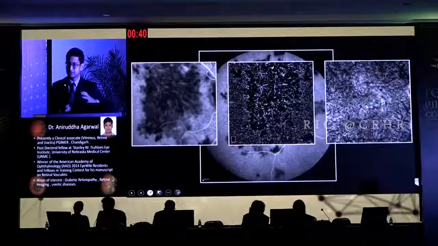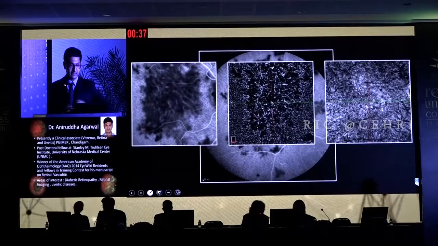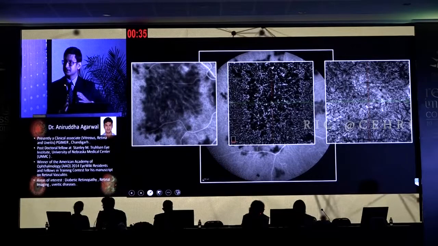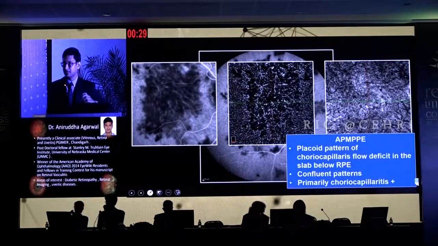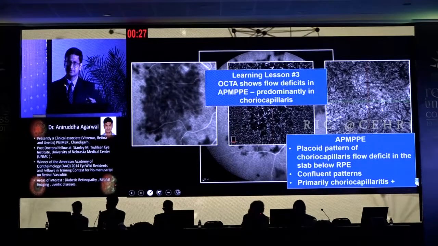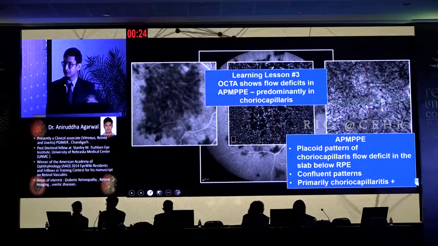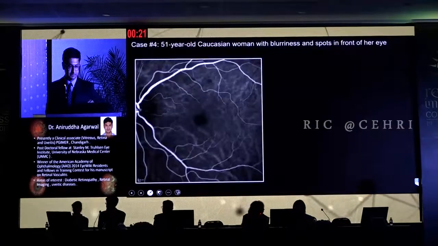A 21-year-old male, no previous history, and he's seeing spots in front of both eyes. The OCT and the ICG, I think, are very characteristic of AMPPE here, where you have the ellipsoid disruption, photoreceptor disruption, and you have a placoid lesion which remains hypo on ICG. And in these patients, you find OCT angiography very characteristic. Again, there is a very good co-localization with the ICG. And in these patients, you have the confluent pattern of choriocapillaris involvement. And this is the learning lesson number 3, that in AMPPE, you have predominant involvement of the choriocapillaris.